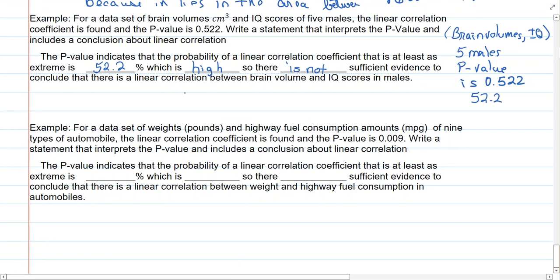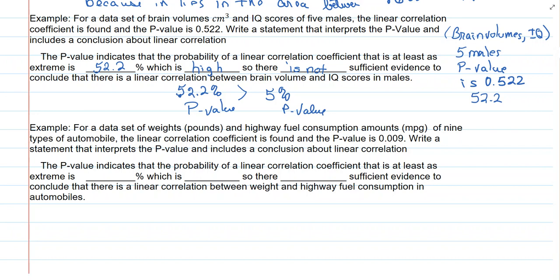And that's because the 52 and 0.2% p-value is greater than the 5% p-value required. It needs to be less than 5% to say yes, there is a correlation, because it's not in the endpoints of that restrictive evidence.